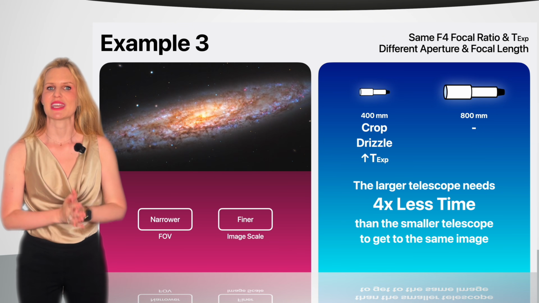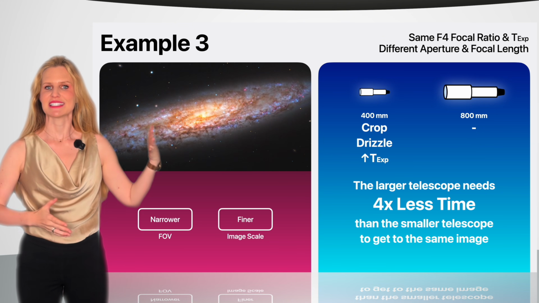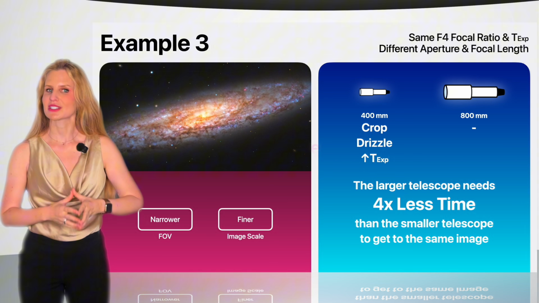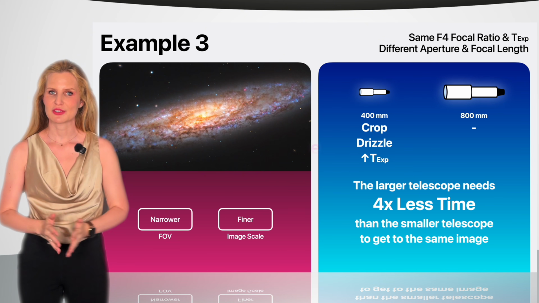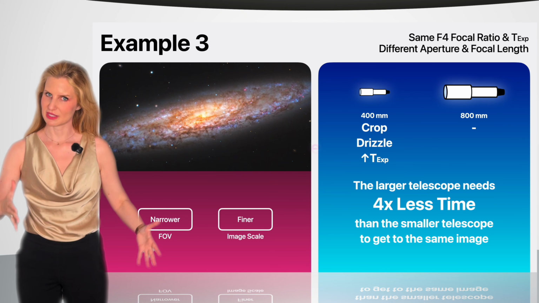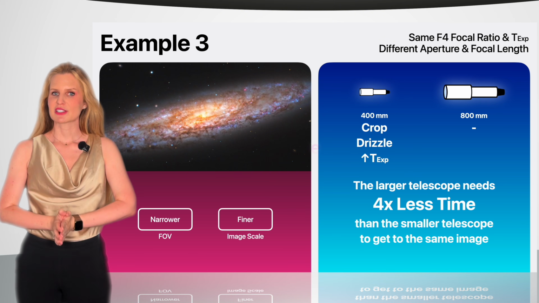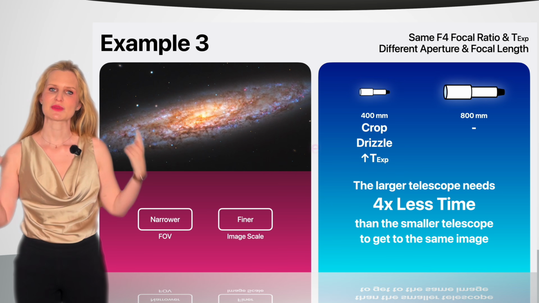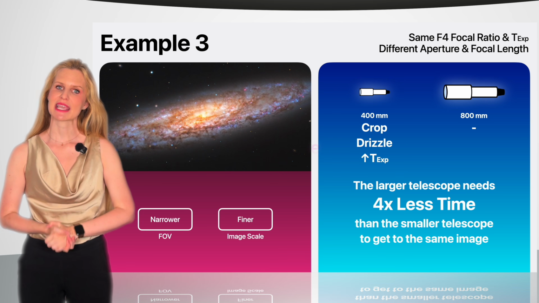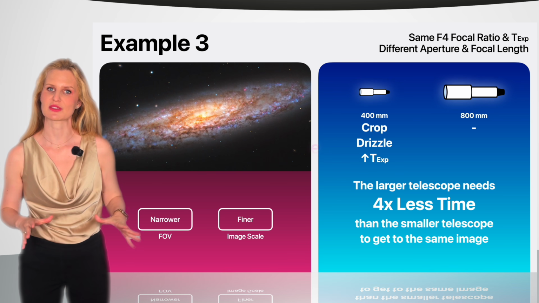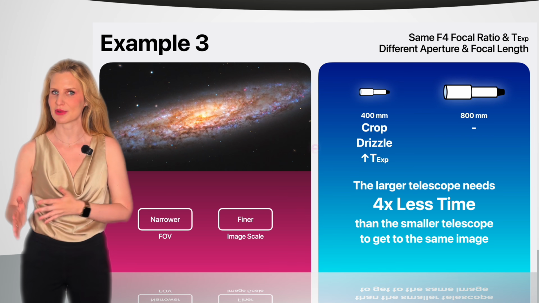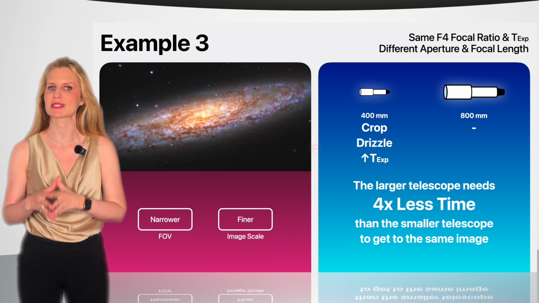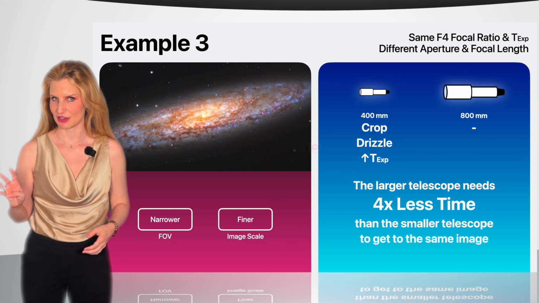Suppose we want to recreate the more zoomed in detailed image from the larger scope using the smaller 100-400 telescope. To match the narrower field of view, we crop the image. To match the higher resolution, we drizzle. But as we've seen, drizzling spreads the same number of photons over more pixels, making the image darker. So to reach that same brightness level, we actually need to expose 4 times longer.